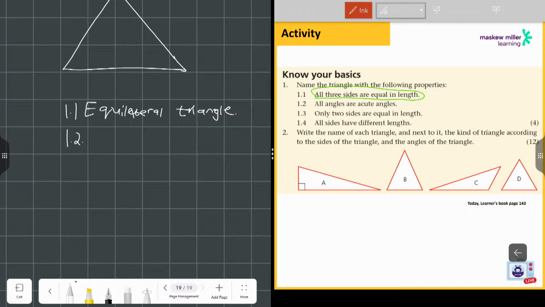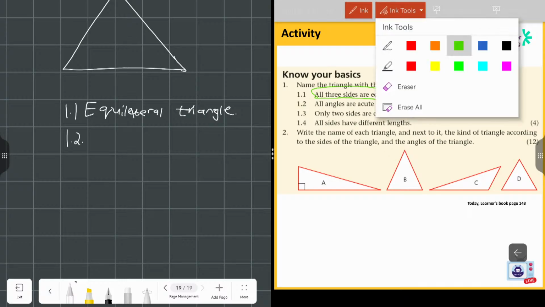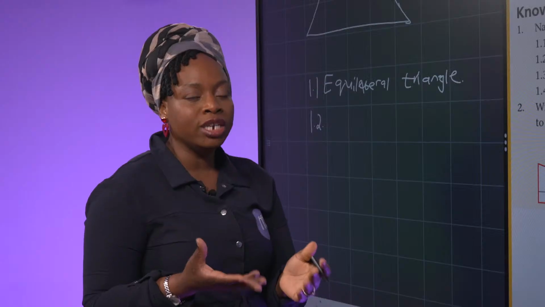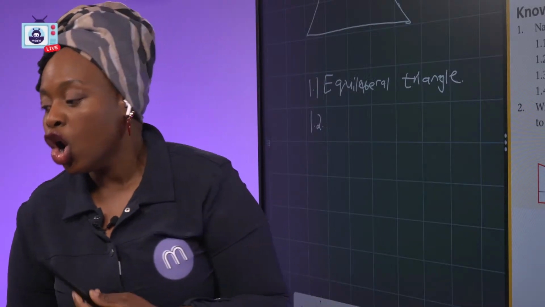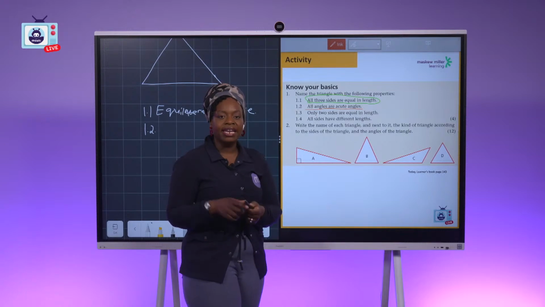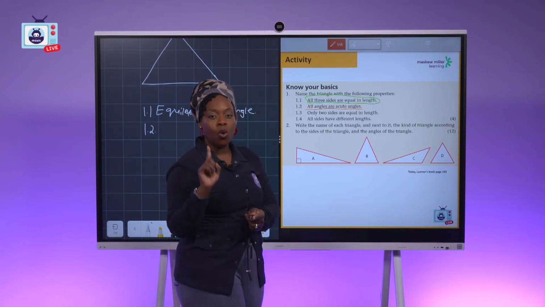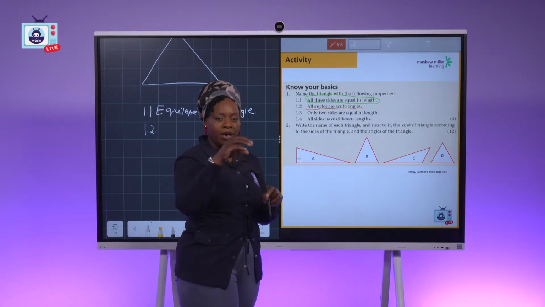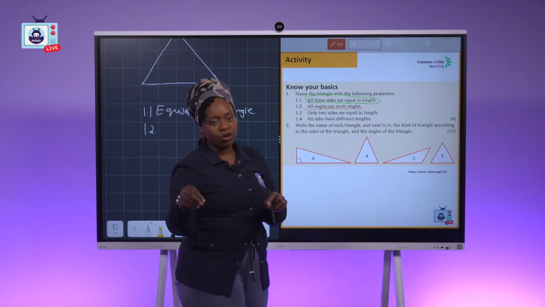Then in 1.2, they are saying all angles are acute. So all of those angles are going to be what? Which triangle has all angles that are acute? They did not say anything beyond that. They just say that all angles are acute. I showed you one particular triangle that was talking about acute and obtuse.